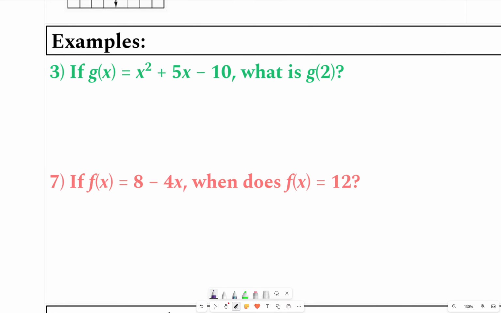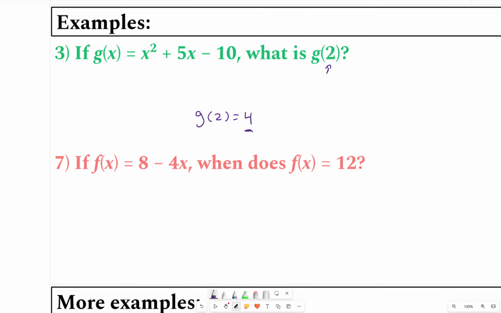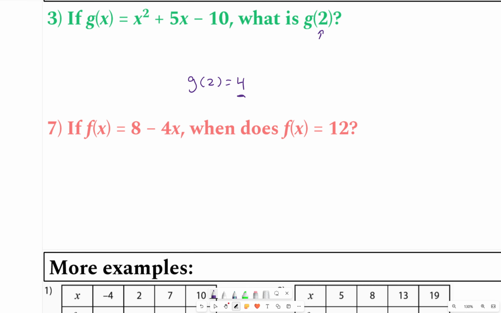All right. Number 3, you should be able to figure out on your own, but I'll give you the final answer. G of 2 equals 4. So when you input that 2 for x, you're going to get an output of 4 if you do the math correctly. Let's look at number 7. This one's a bit different from everything else we've talked about. So you're going to want to pay attention here.